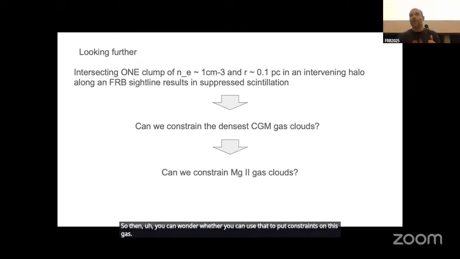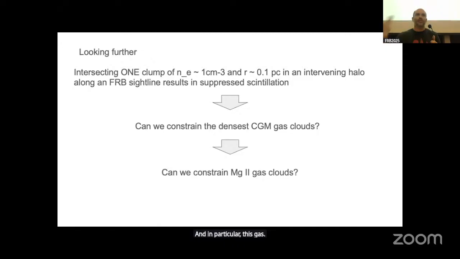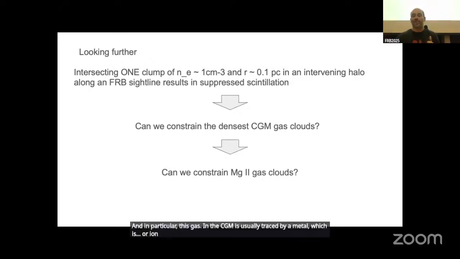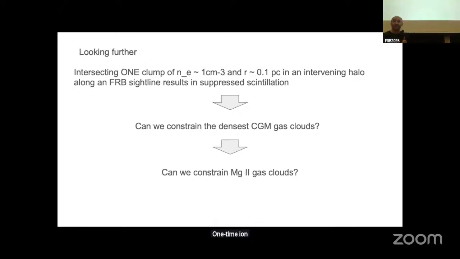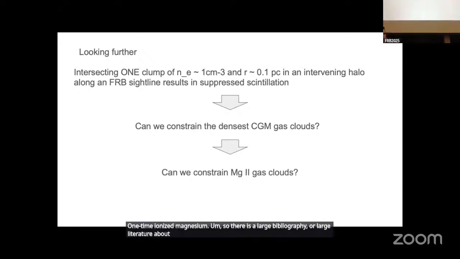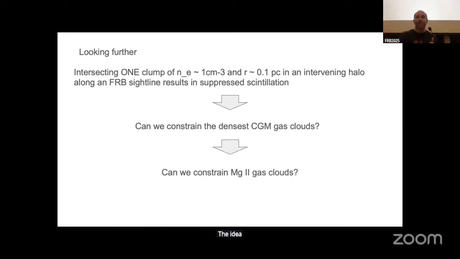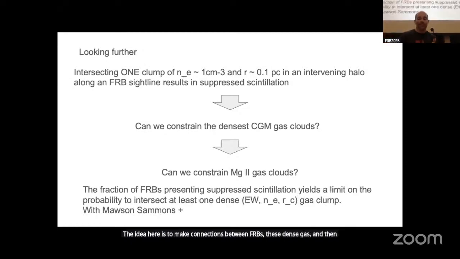And in particular, this gas in the CGM is usually traced by a metal ion, which is singly ionized magnesium. So there is a large literature about magnesium-2 gas clouds to explain the CGM. The idea here is to make connections between FRBs, this dense gas, and then magnesium. And in particular, we are checking all this with Mouse and Salmons and some others.